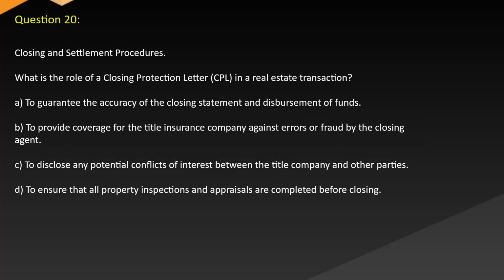Question 20. Closing and settlement procedures. What is the role of a closing protection letter, CPL, in a real estate transaction? A. To guarantee the accuracy of the closing statement and disbursement of funds. B. To provide coverage for the title insurance company against errors or fraud by the closing agent. C. To disclose any potential conflicts of interest between the title company and other parties. D. To ensure that all property inspections and appraisals are completed before closing.